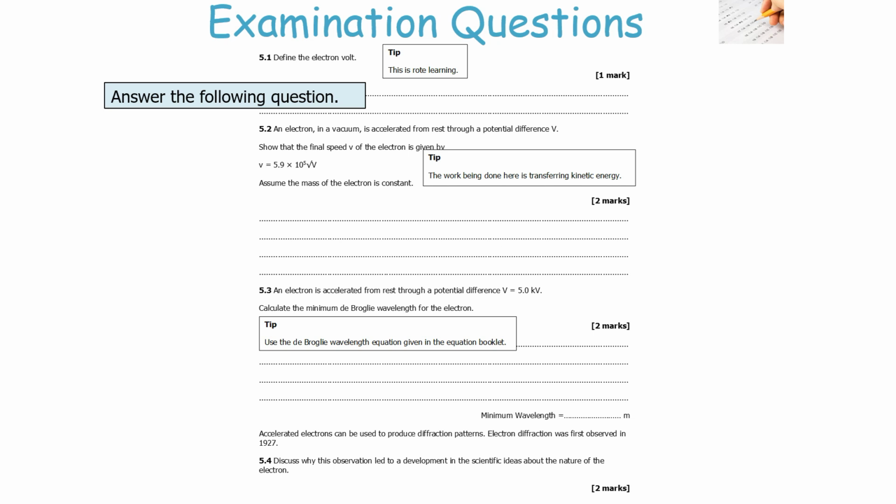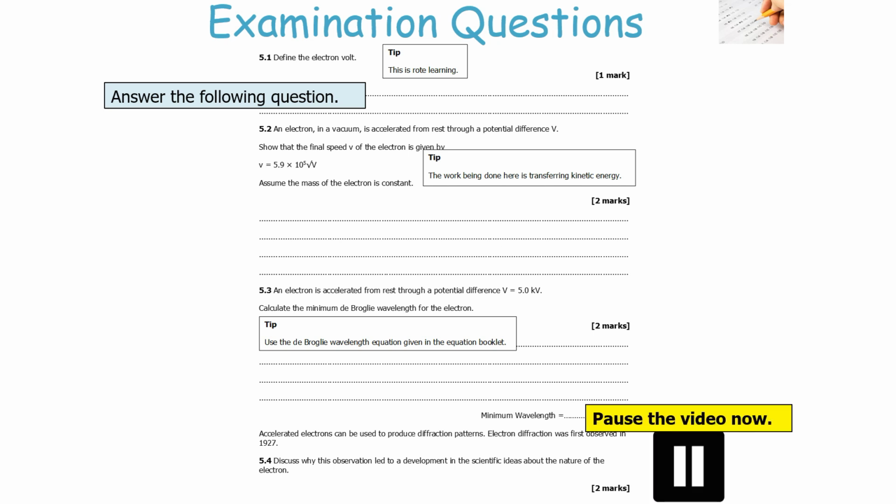Then accelerated electrons can be used to produce diffraction patterns. Electron diffraction patterns were first observed in 1927. So discuss why this observation led to a development in the scientific ideas about the nature of the electron. So pause the video now, then unpause the video when you want to go through your answer.